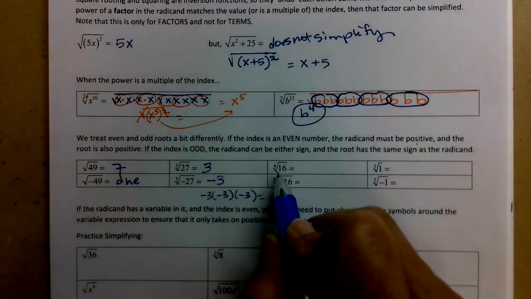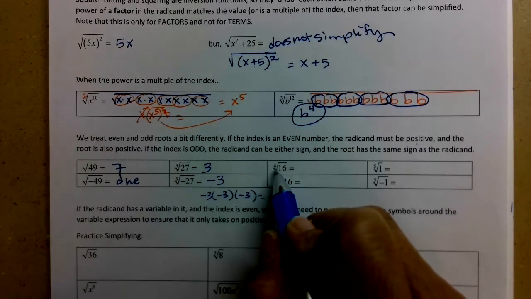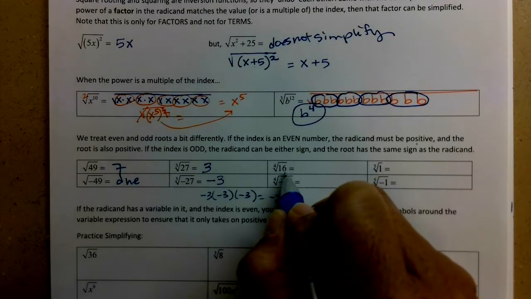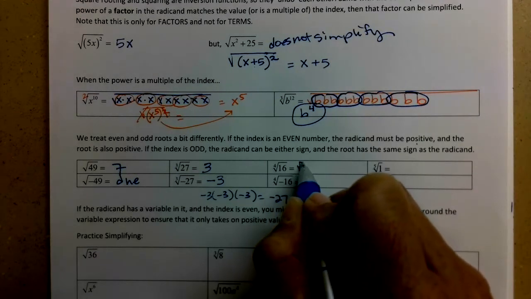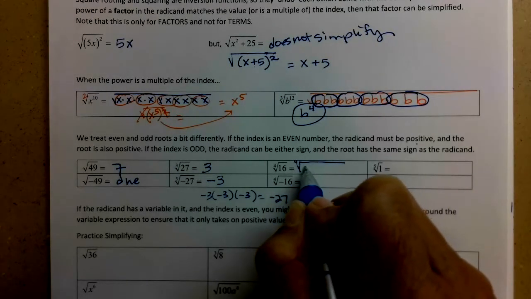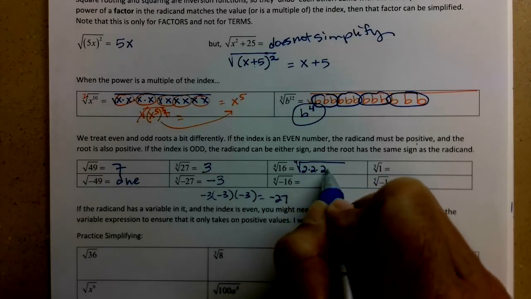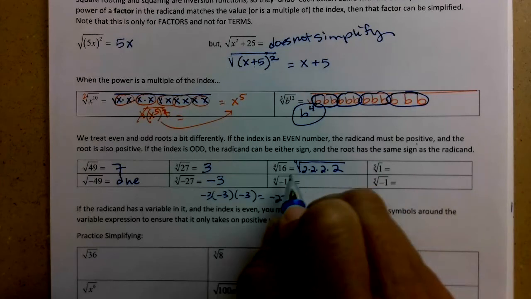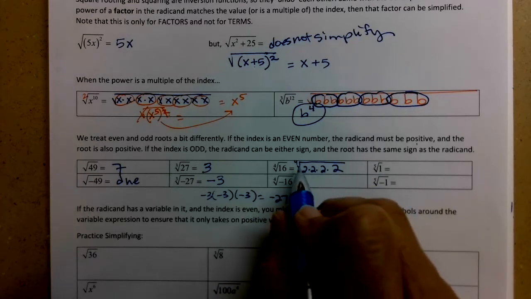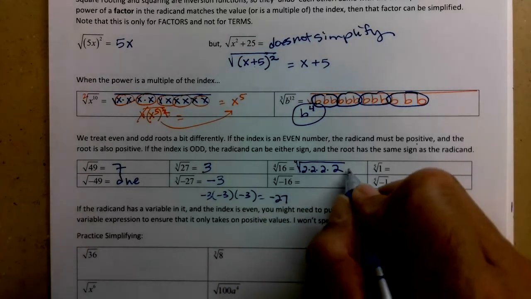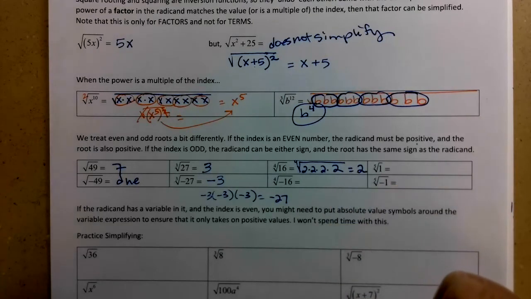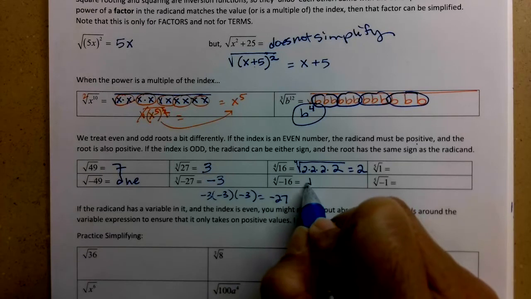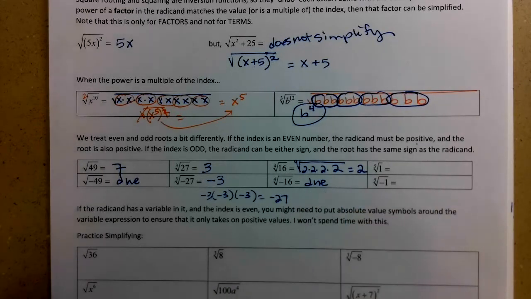Okay. 4th root of 16. So now I need 4 of the same factor to come out. So maybe you're factoring 16. Let me just show you what that would look like. If you prime factor 16, it looks like that. 2 times 2 times 2 times 2. And so I have 4 and an index of 4. So that answer is just the number 2. But if I do the 4th root of negative 16, that does not exist.